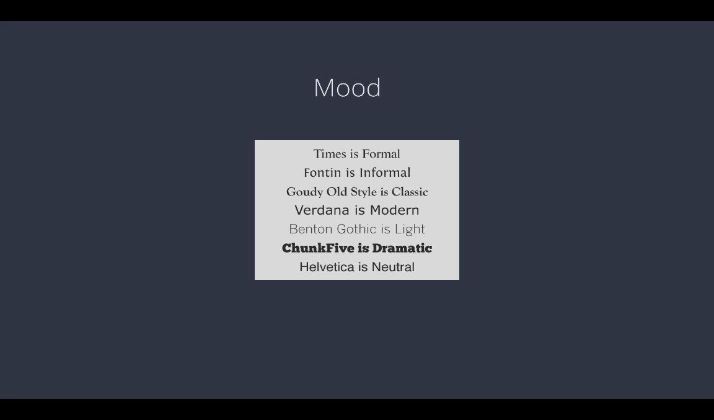Now some typefaces are more transcendent and can convey almost any mood based on the content of the other typefaces they're combined with. And Helvetica is often considered one of these fonts. So it really can depend on how they're used, and different moods can be created by interacting with different fonts.